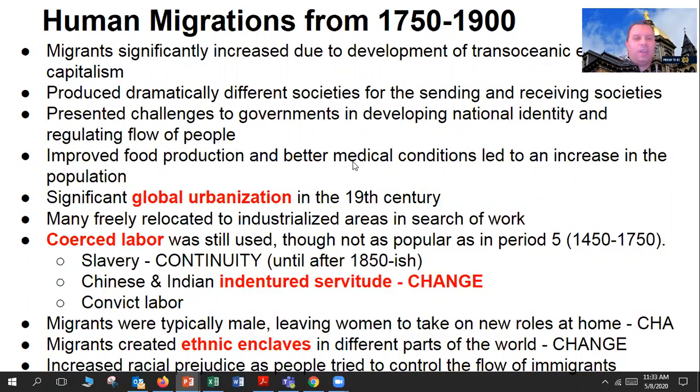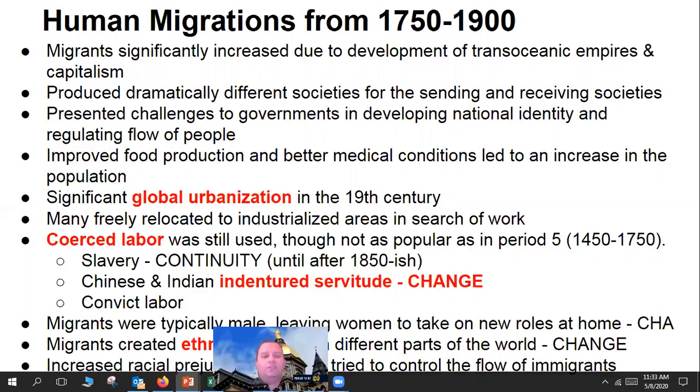Now, one of the other factors fueling this change is, obviously, there's more food available, and so there is an increase in the population. As the population grows, we talk about agriculture getting better. We talk about medicine getting better, which means these people are living longer. As these things are happening, the population's getting larger.